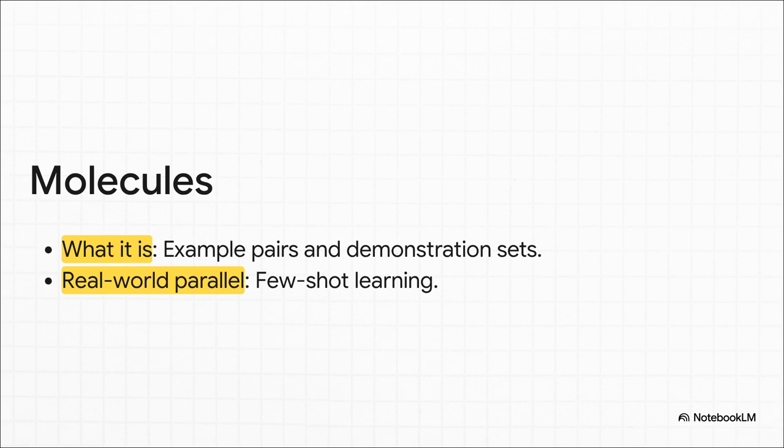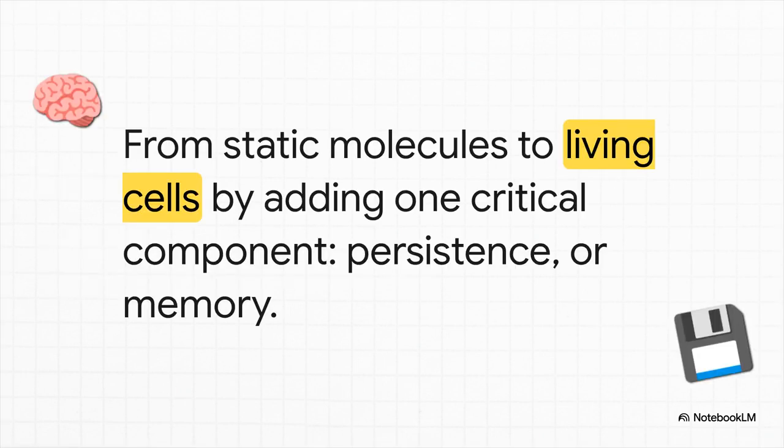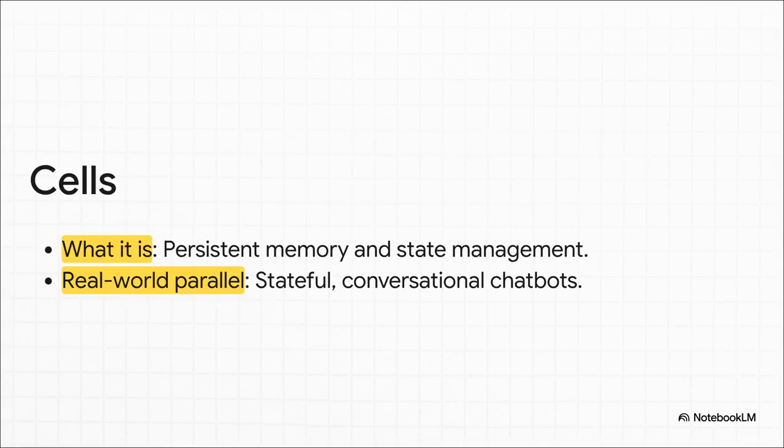And that little shift from telling to showing is a huge leap forward in getting the results you want. Okay, moving up the chain, we go from static molecules to cells. And we do that by adding one absolutely critical new ingredient: memory. A cell is what allows the AI to manage state across an entire conversation. It's what lets it remember the context of what you asked before.